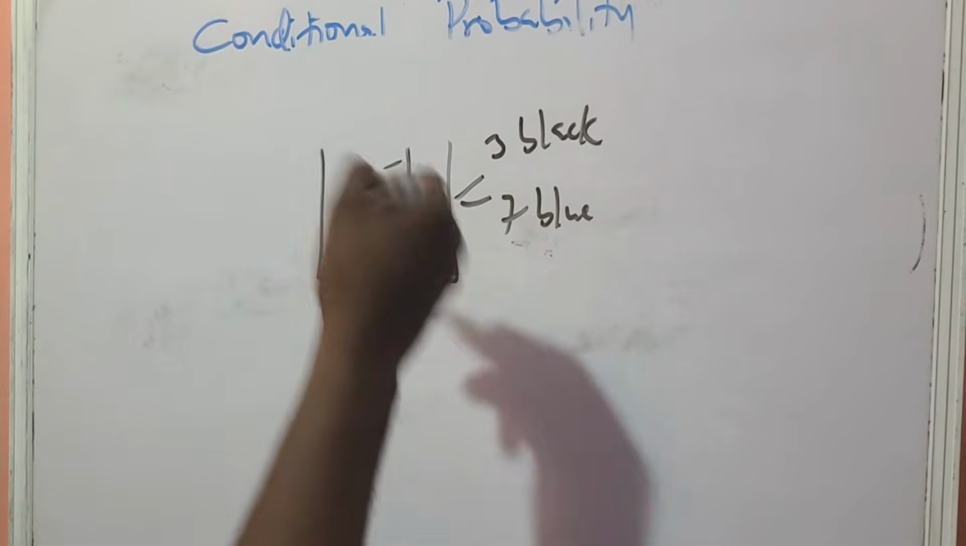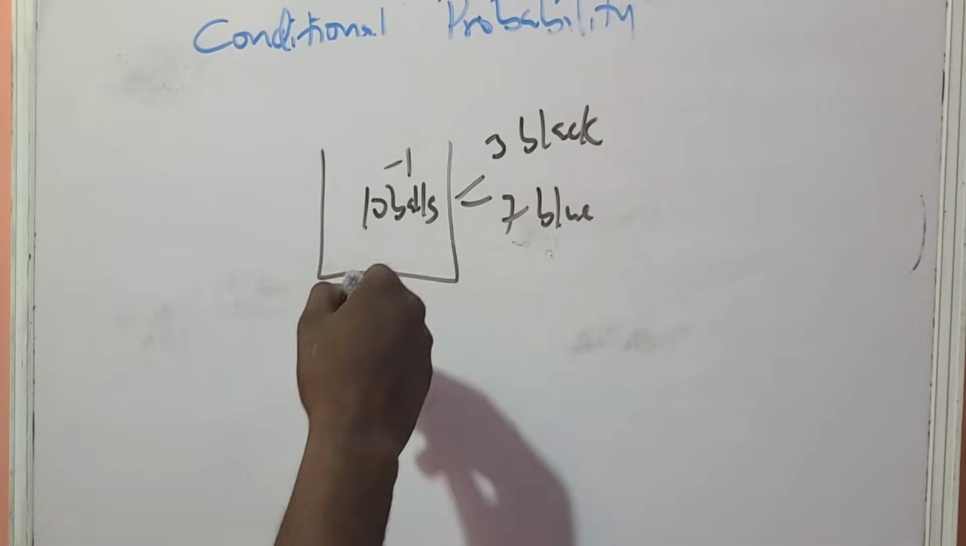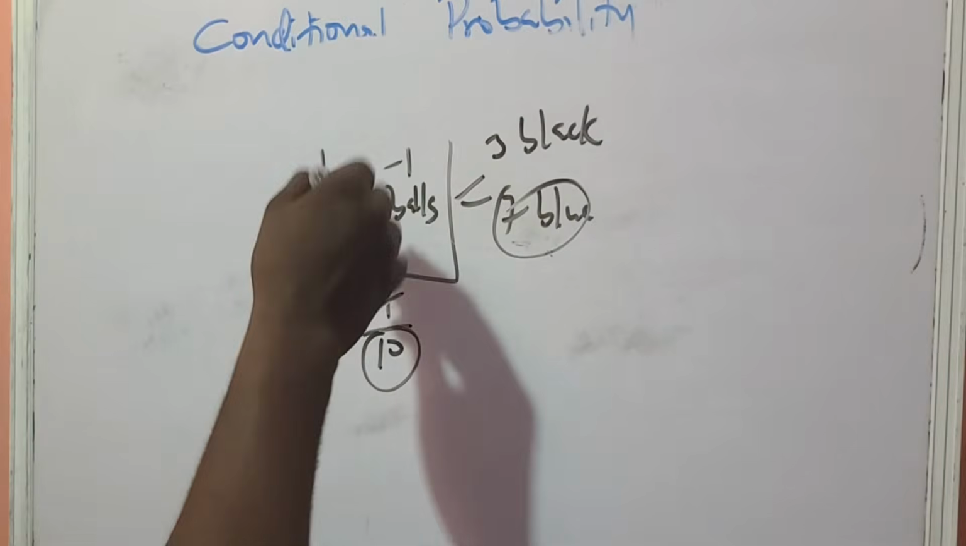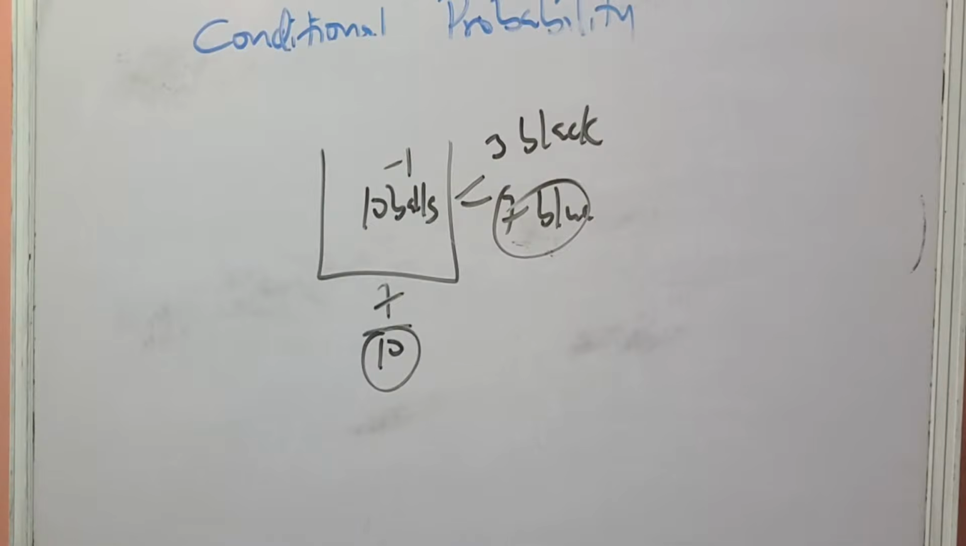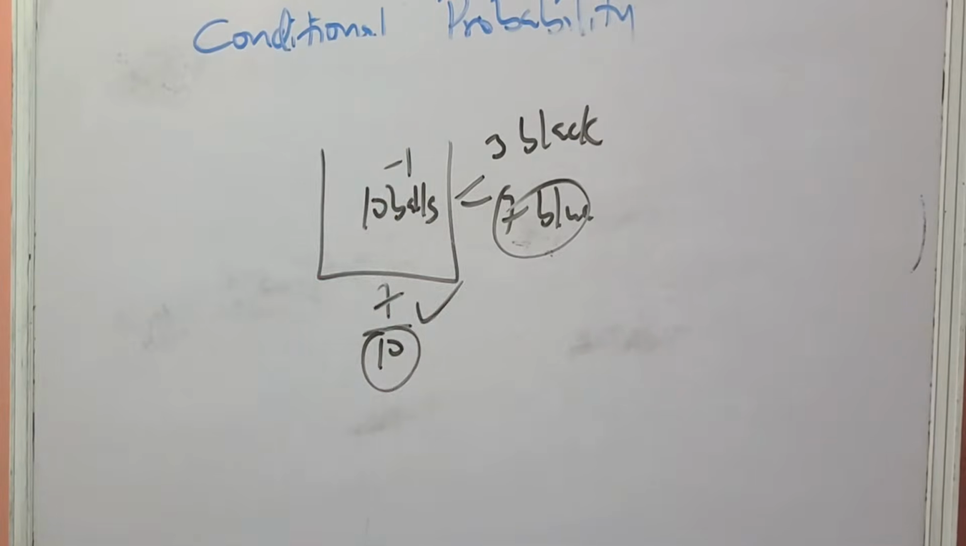The event there is blue ball, so the number of elements in that event space is 7. The number of elements in the sample space is 10, the total number of possible outcomes, right? So this was your probability when you were dealing with the first pick.